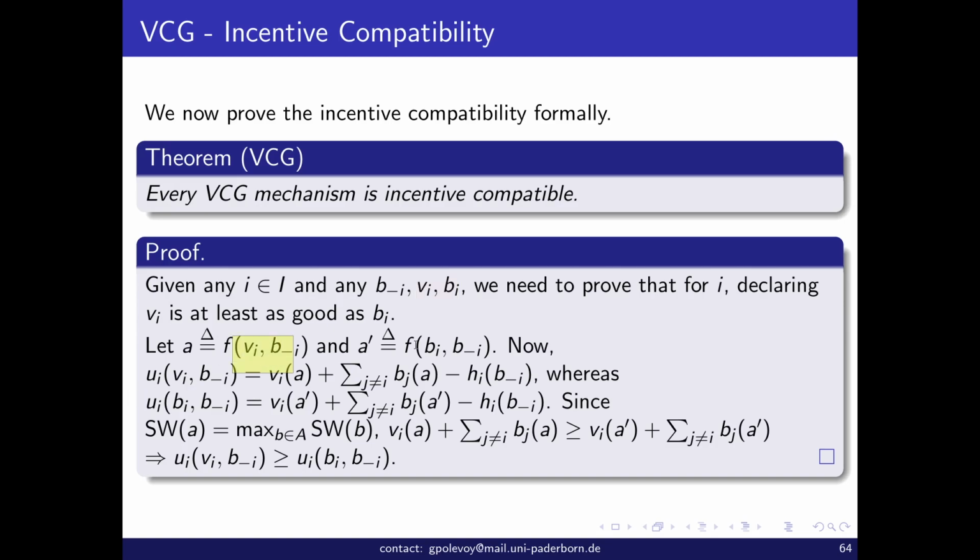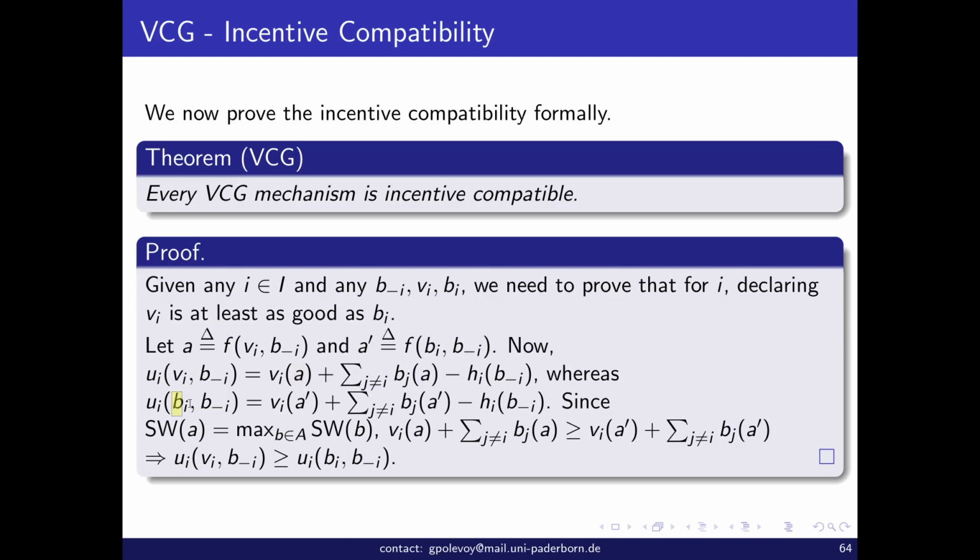And denote by A prime what is chosen by the mechanism when I declare something else, V I prime. But the rest always declare B minus I, whatever they declare. Now, what I get as the utility when I declare the truth, whatever the others do: I declare the truth, I get my actual value of what has been chosen, A, minus the payment. What is the payment? It is H I minus the sum, or in other words, plus the sum minus H I.